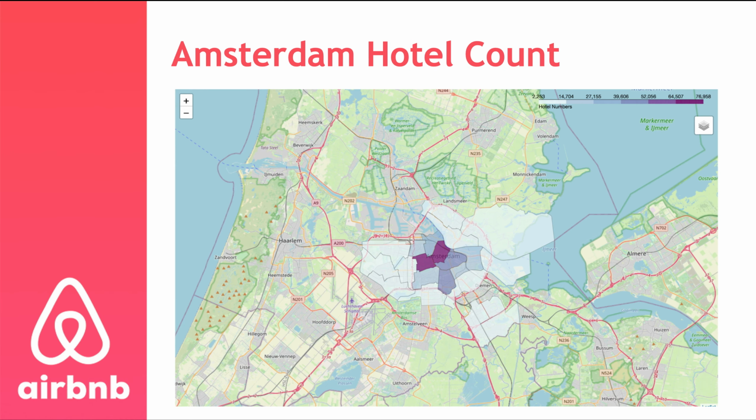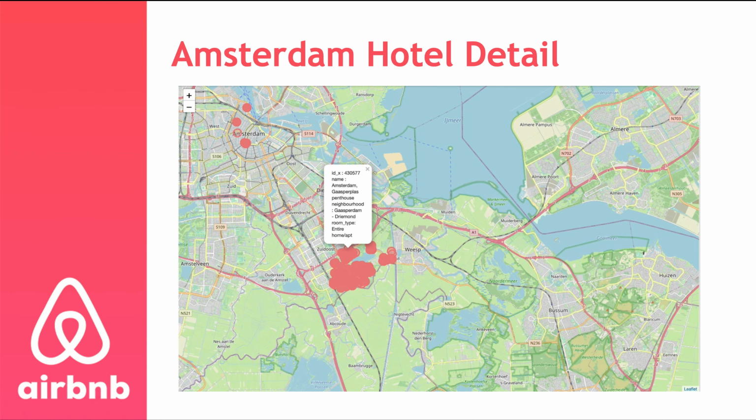Next, as for this map, we could get each hotel's detailed information, such as ID, name, room type, and neighborhood, by clicking the red points on the map.